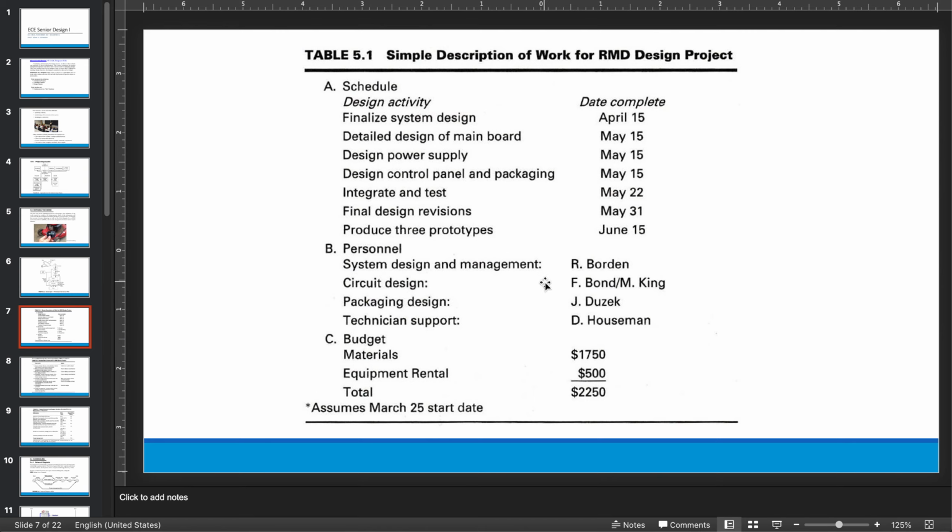Now, personnel, you're going to need some people to do circuit design, packaging, and technician support. Okay, and of course, you're going to do your own work on that. And then you have a certain amount of budget to buy some materials to set up a prototype. And this is not the materials necessary to do mass production, but this is the materials to do a project. So small amount of money, kind of uncertainty, and complexity. Okay, so this is an example of a project.